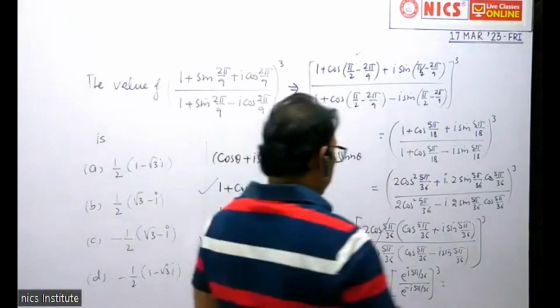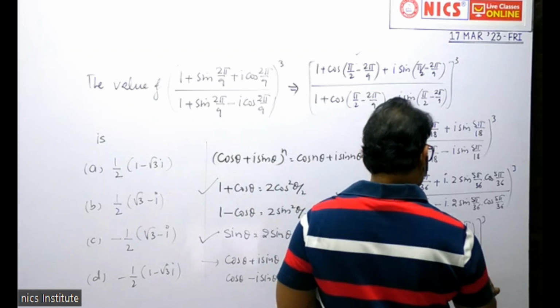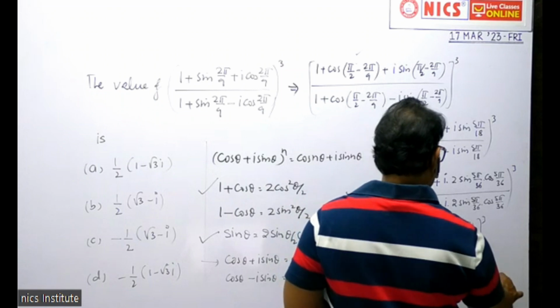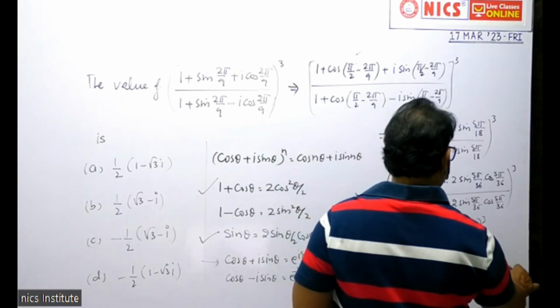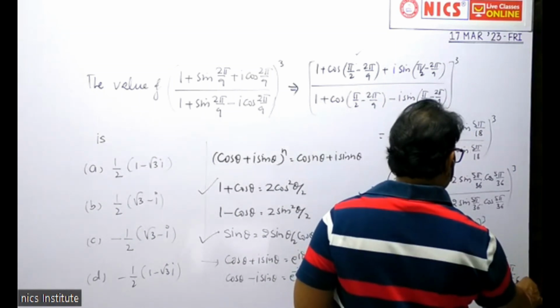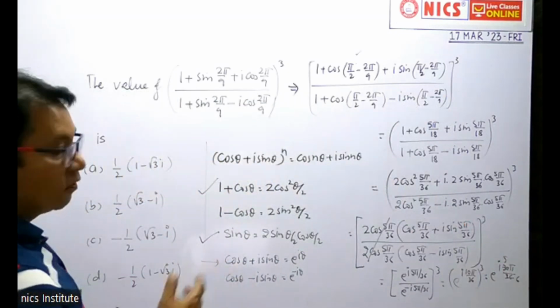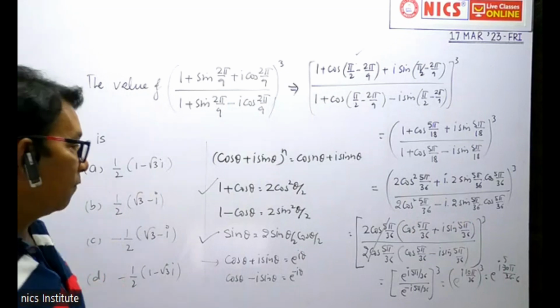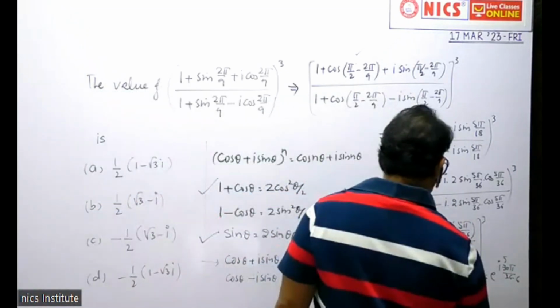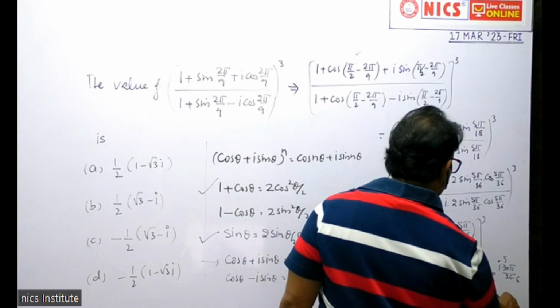So this will go in the numerator. It will become e to the power iota 10 pi by 36 whole cube. This would be e to the power iota 30 pi by 36, which would be e to the power iota 5 pi by 6. That you can convert into polar form. So when you convert this into polar form, it would be cos 5 pi by 6 plus iota sine 5 pi by 6.